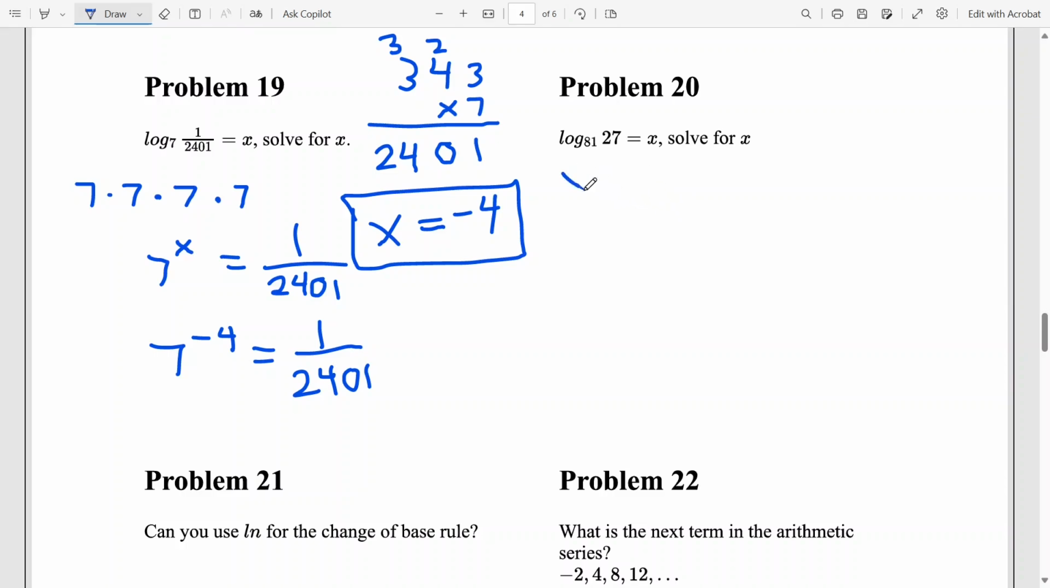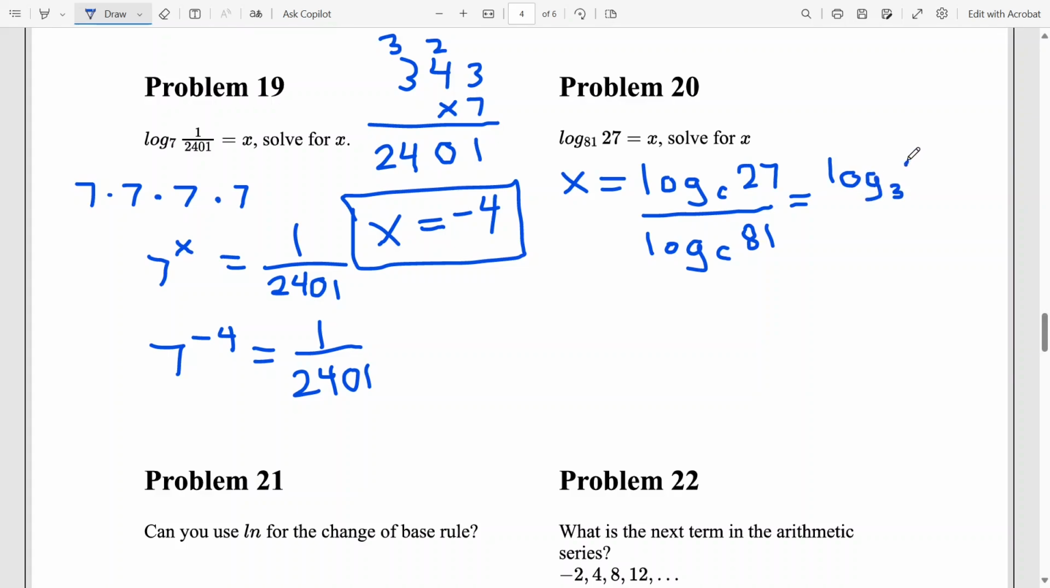Okay, so we're going to use the change of base rule. We'll say x equals log base c of 27 over log base c of 81. Okay, so what's our c going to be? Well, I think our c should be 3, so we'll do log base 3 of 27 over log base 3 of 81.